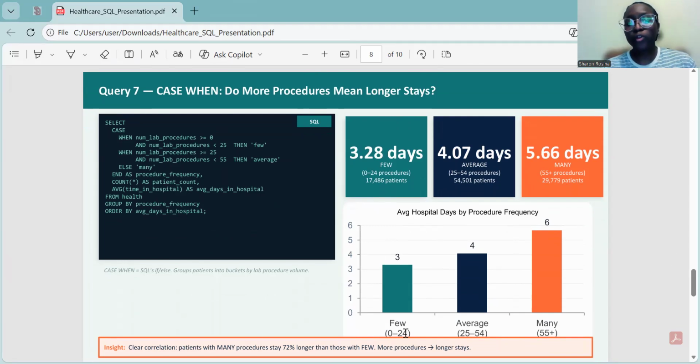As you can see, those who had few lab procedures took 3.28 days, approximately 3 days, to stay in the hospital, and that's 17,486 patients. Those with an average of 25 to 54 lab procedures stayed approximately 4 days, and that's quite a huge number, 54,501 patients. And those who had so many lab procedures took 5 to 6 days in the hospital, and that's 29,799 patients. So with this, we can tell that the more procedures a patient undergoes, the more days they stay in the hospital.